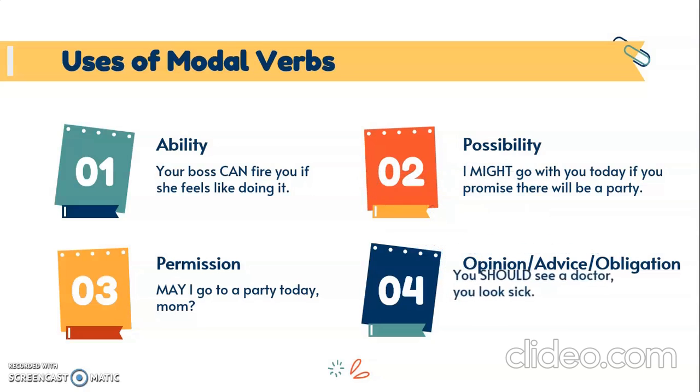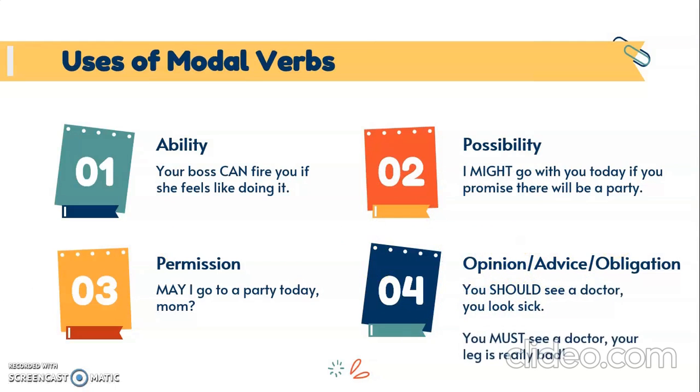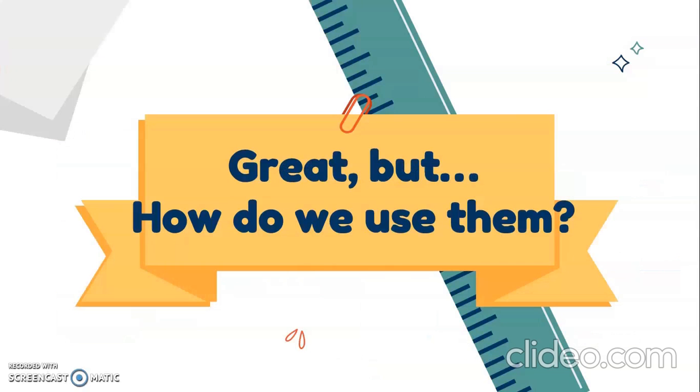For example, you should see a doctor, you look sick. In this case, we're giving advice to someone who is sick. And we also have this. You must see a doctor, your leg is really bad. In this case, we're talking about an obligation. We're giving an order to someone. Someone must see a doctor because their leg is really bad. We're giving an order. Okay.